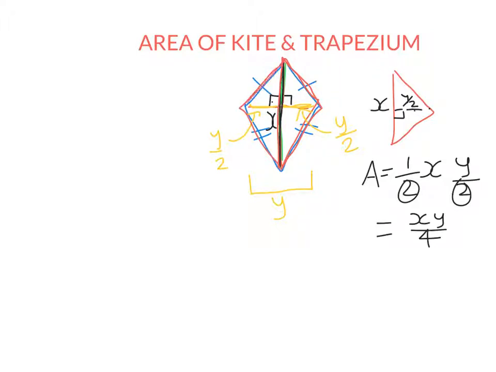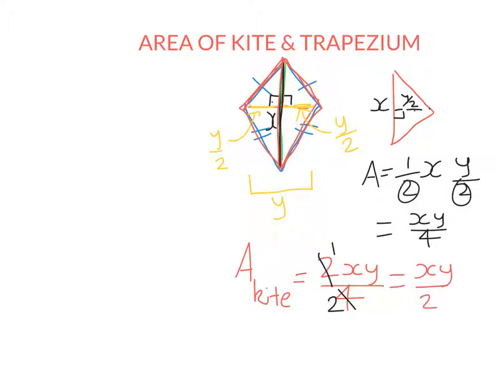But this triangle here has the same area. A kite is just two triangles of the same size stuck together. So the area of the whole kite will be 2 lots of the area of the triangle, like this. Lucky we did some algebra before, we can simplify this. 2 goes into itself once, and goes into 4 twice. So the area of the kite is just xy over 2, where x and y are the lengths of the diagonals.